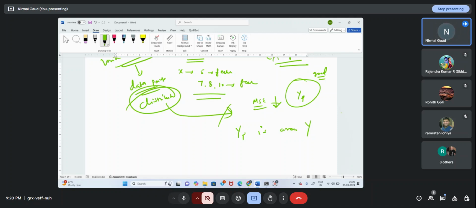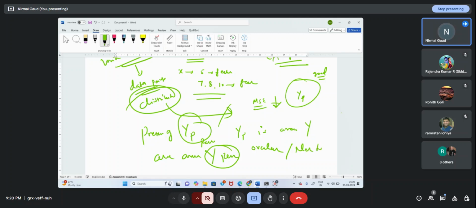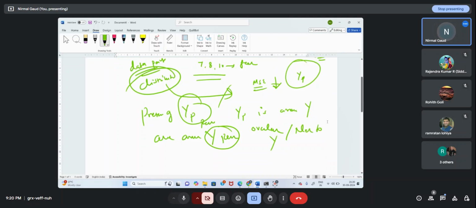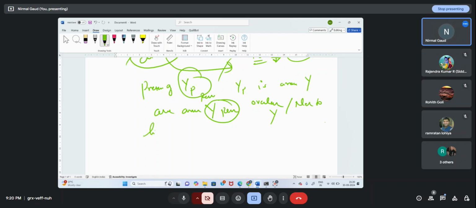That means the distribution of yp is around y. If the yp points are around the y points, meaning actual and predicted, the yp may be overlapping or near to y, in this particular case you say good variance explained, high variance explained. But if the yp is far away from the actual, then low variance explained.